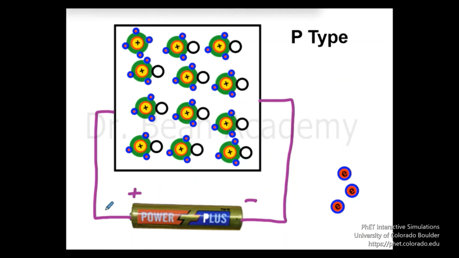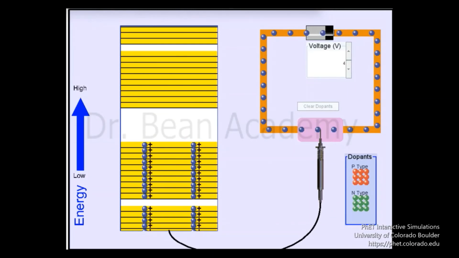So my question is, if I connect a battery like this, positive terminal with one end, negative terminal with the other end, what do you think will happen? Will the current flow or it won't flow? So let me help you with an animation. Here is an animation.